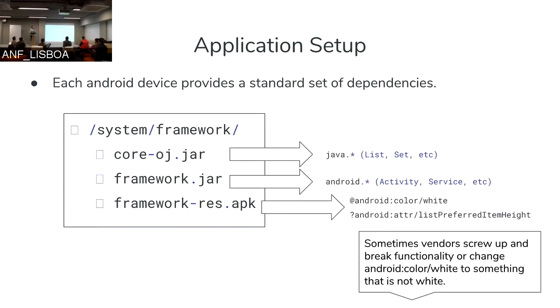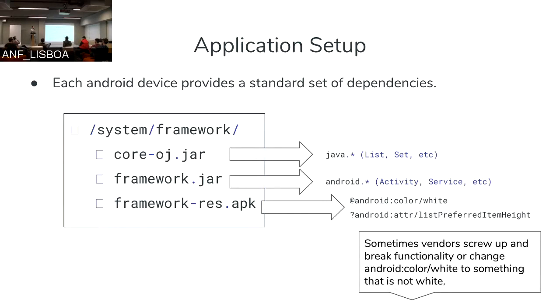What also has happened in the past is Samsung changing Android's white to something that's not white. And then you run your app there. You think, oh, I'm safe, this will be white, but it's not. It's like whitish. But why is it different?